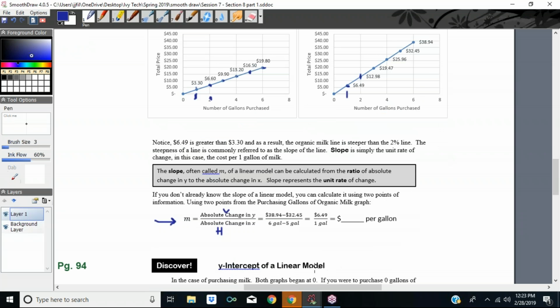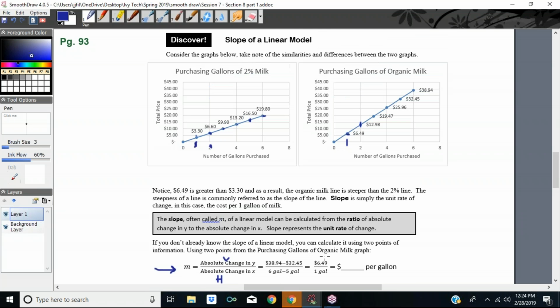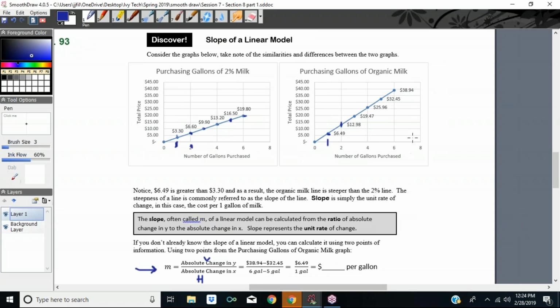the 6 gallons minus 5 gallons, and this looks like it is for the organic milk. So 6 gallons cost $38.94, 5 gallons cost $32.45. That's where the top two numbers came from, the one further to the right minus the one to the left, and then 6 gallons minus 5 gallons. And that gets us $6.49 per gallon. So it's a unit rate. As a matter of fact, we could take any two values.